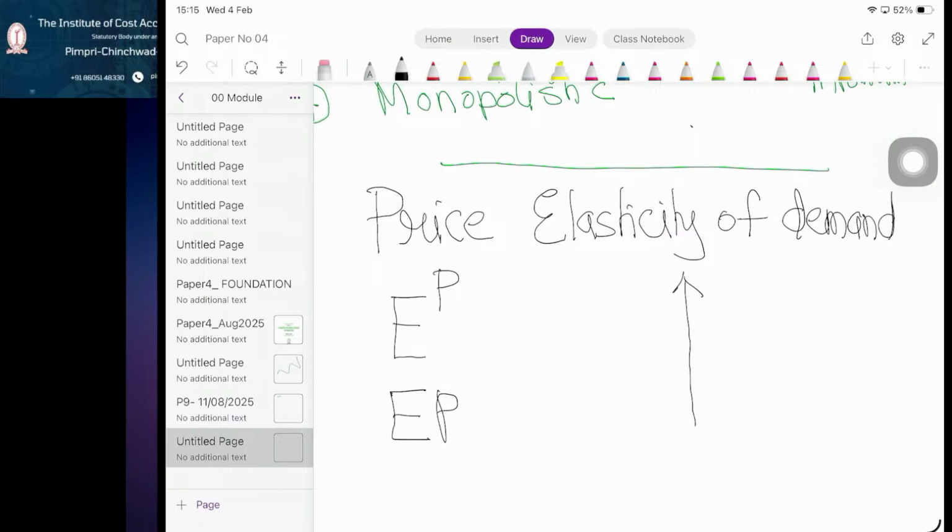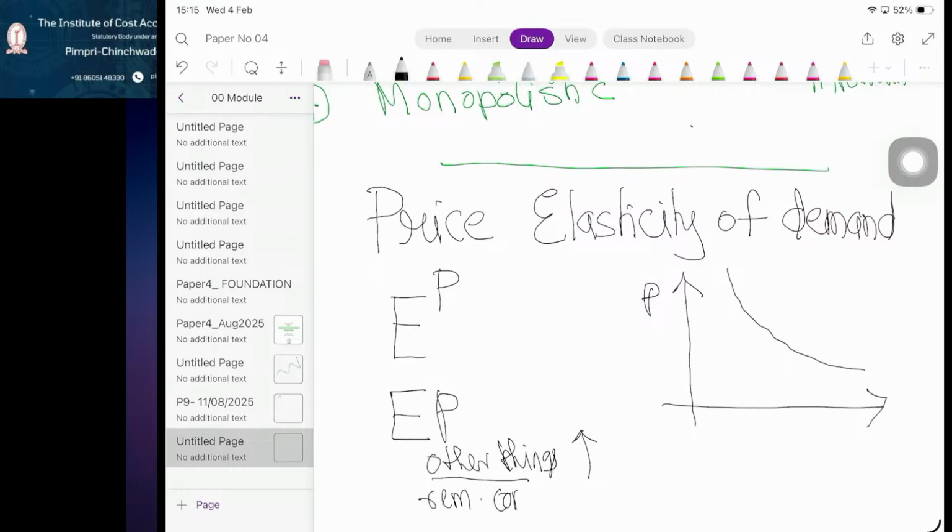Remember, in the economic theory that we have studied so far, we are saying that demand is downward sloping. That is, other things remaining constant, when price increases, quantity demanded falls, and vice versa.